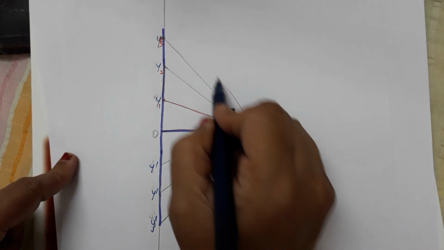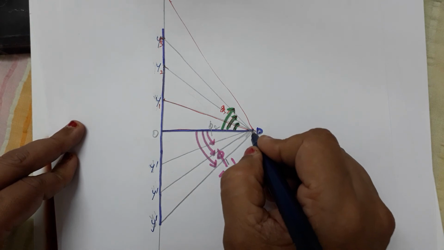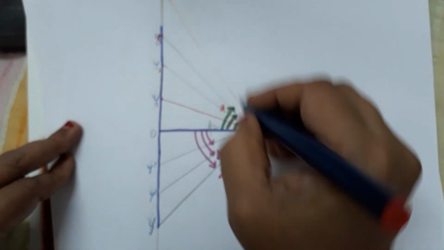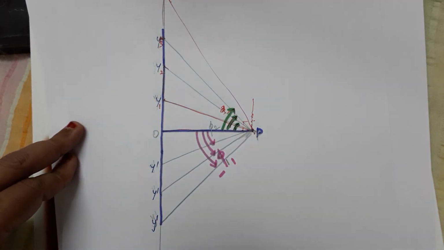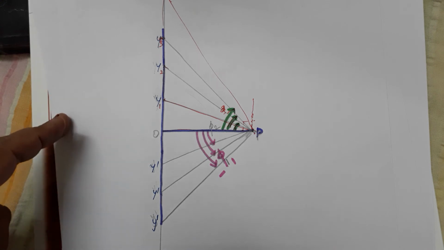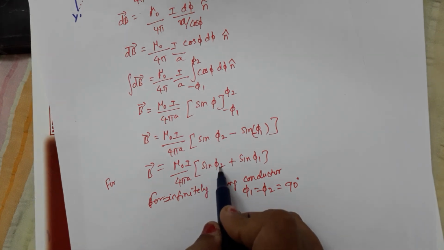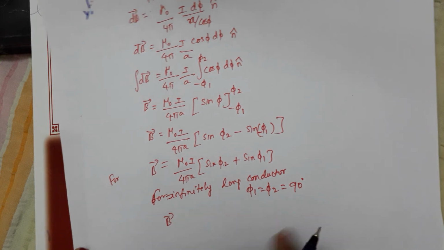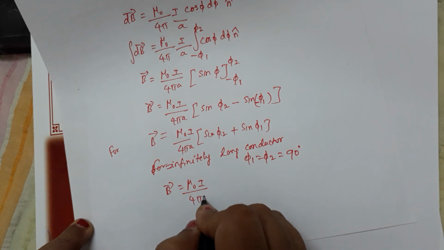You can see the angle increases, right? As the angle increases, what will happen children? You can see this line will extend, and at one point, for an infinitely long wire, this line extends and appears like 90 degrees. So for an infinitely long conductor, you can take phi 1 and phi 2 values as 90 degrees. Here if you substitute sin 90 plus sin 90, how much do you get? B vector is equal to mu naught I by 4 pi a.